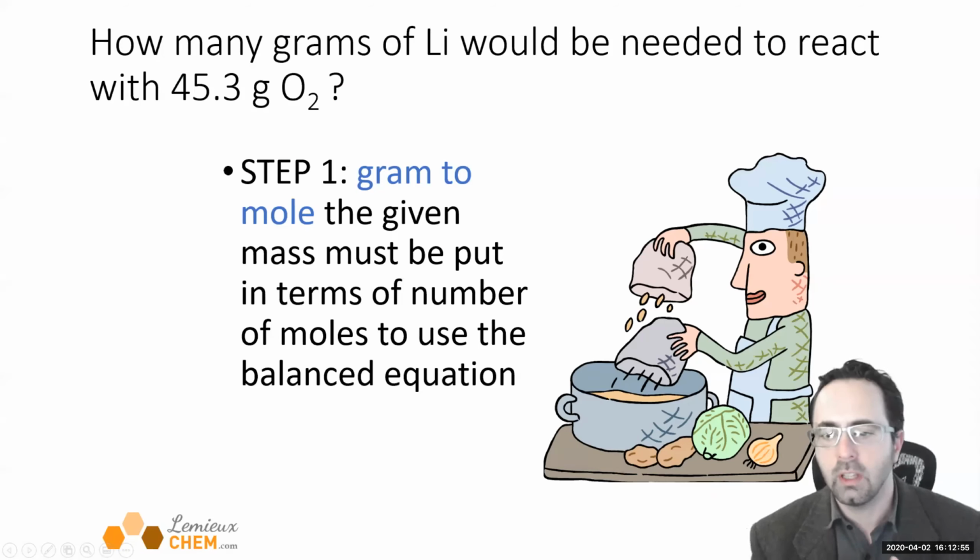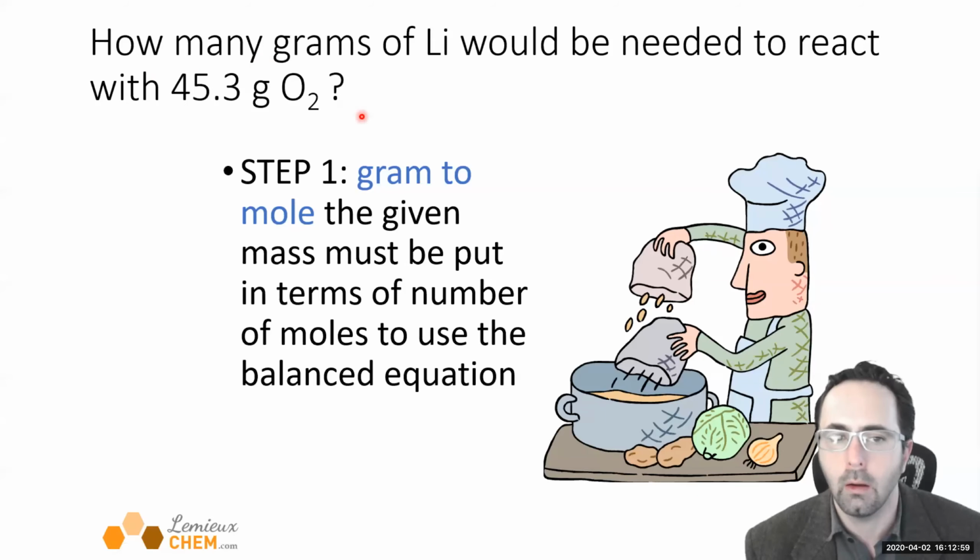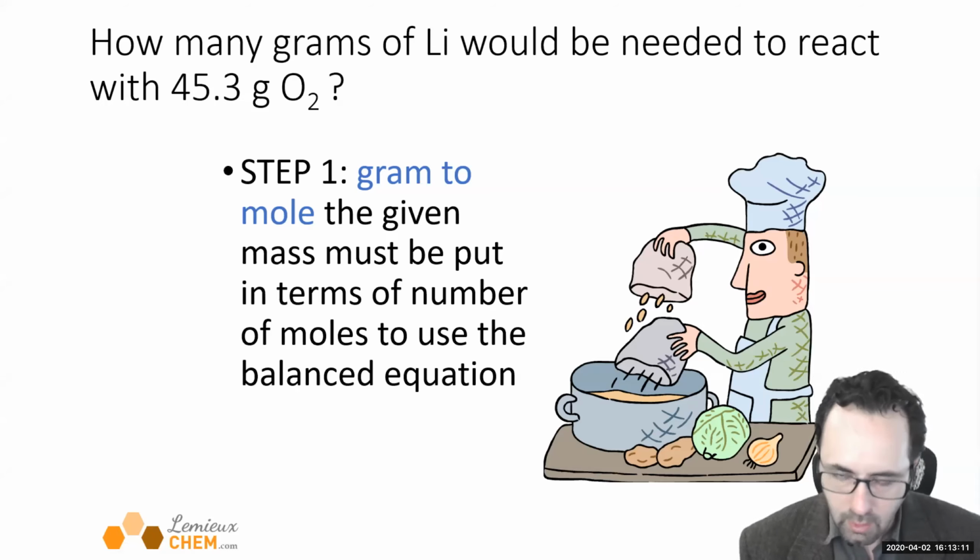Now, the first step that we're always going to do here is if we're given grams like we're doing here, that is not so helpful to us because the chemical equation is going to tell us how many of one molecule or atom is needed and how many can be made. So what we need to do is convert from grams to a measurement of how many.